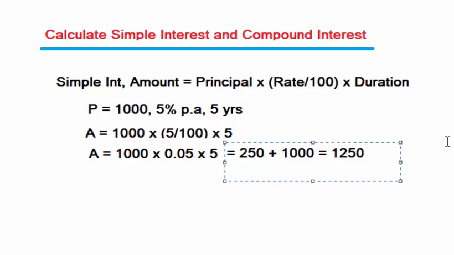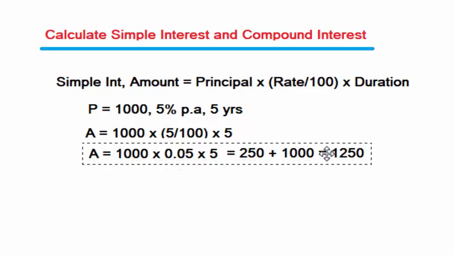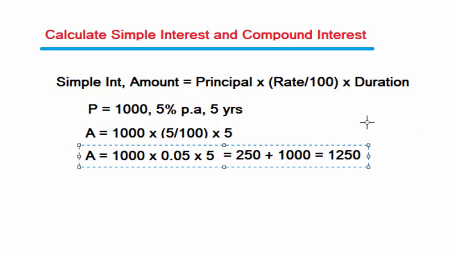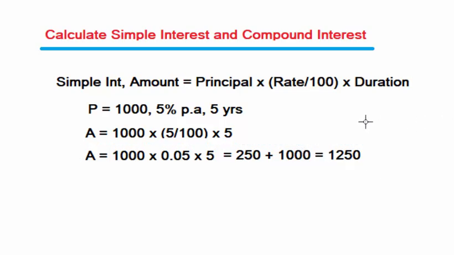And the interest earned is 250, and the original amount was 1,000, giving us 1,250. This is as simple as you may see it. Straightforward, there's no problem with that. It will be easy to implement this by just putting this equation in the Excel, and things will work out properly. Now let us go to compound interest.